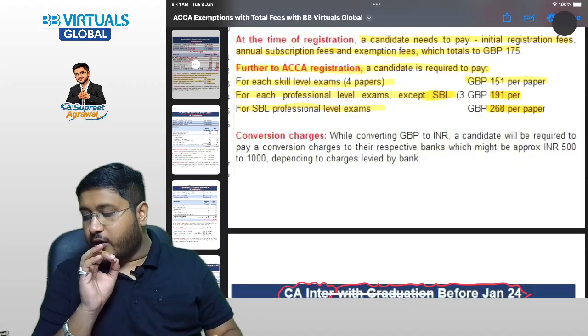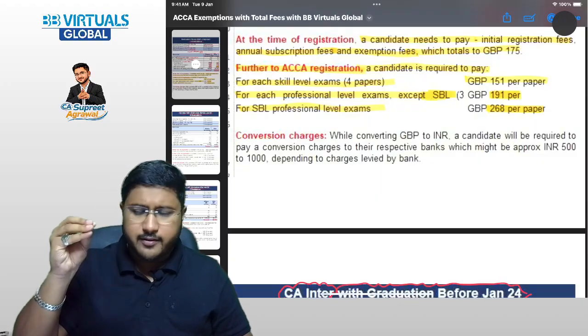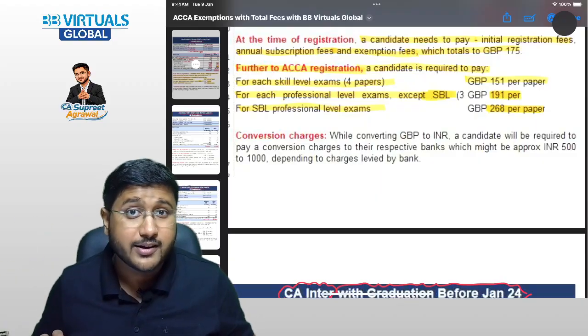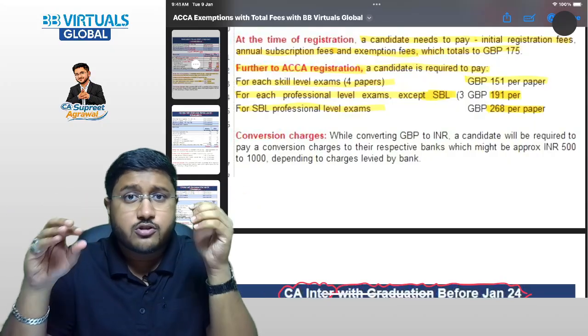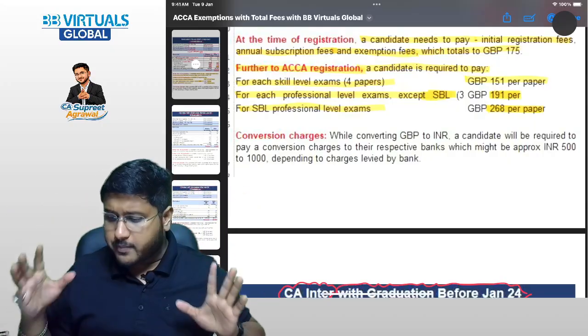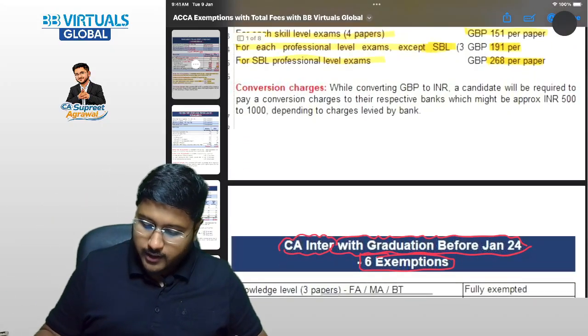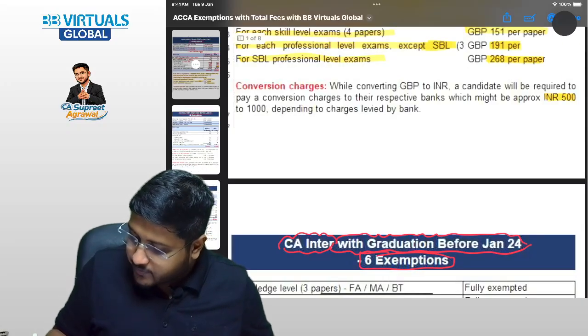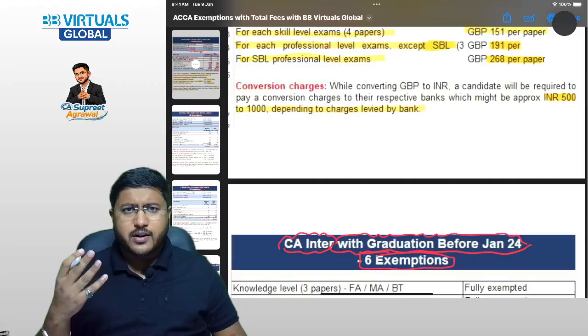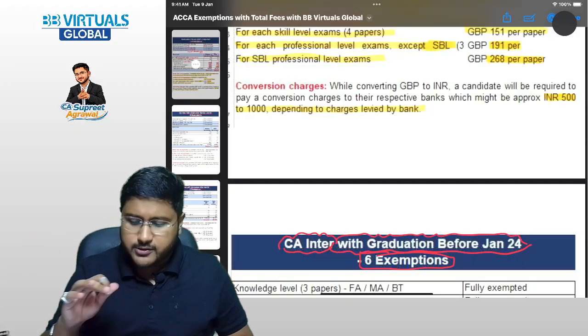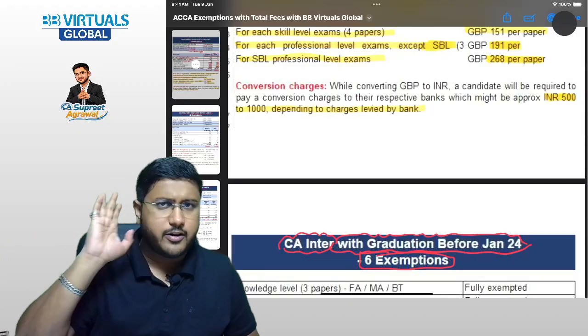So that comes as 1.76, that is 1,76,290 rupees in INR currency. And this is somewhere that there are no discounts because this is the exam fees which is directly paid to the ACCA body only. Now there could be extra charges of 500 to 1000 rupees for the conversion from rupees to pounds, which is directly levied by your bank.